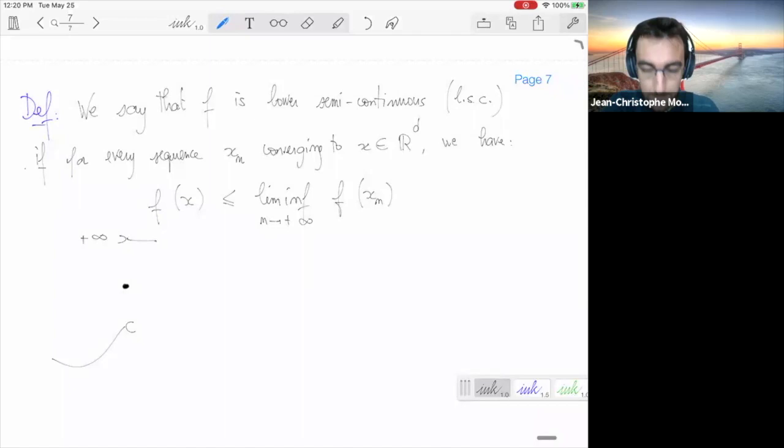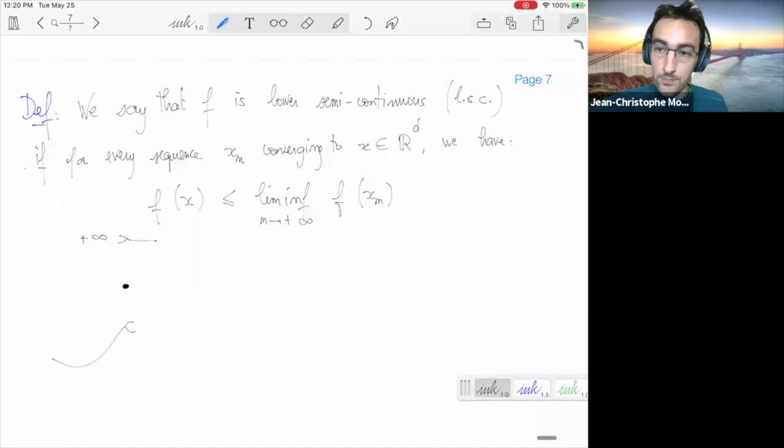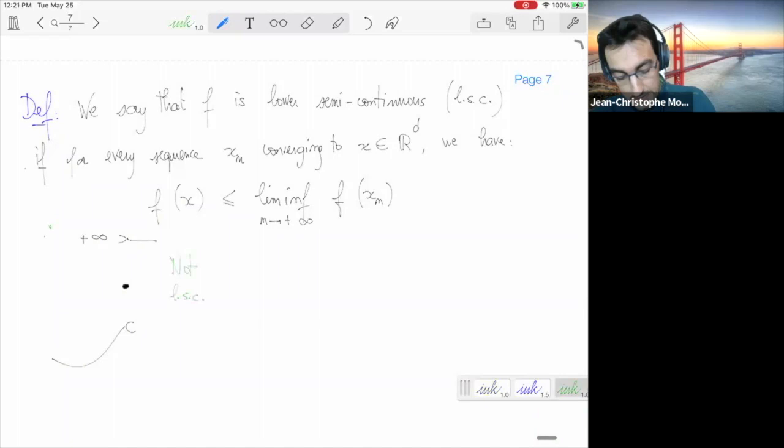You can think of it as a one-dimensional example. The horizontal axis is the variable, and on the vertical axis I'm displaying the value of the function. So it's this continuous curve, and then at some point, let's say at zero, there is a jump for the value of the function. And then to the right of this point, the function is plus infinity. So this is a convex function, but it's not lower semi-continuous, because if I approach this discontinuity point from the left, I will get a limit which is below the value of f of x. So this is not LSC, but it's easy to make it LSC by just changing the value at this boundary point.